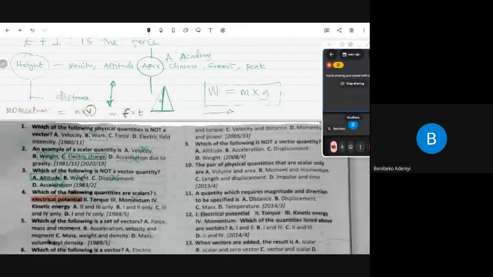A scalar. Torque. When we say torque, what do we mean? I've even mentioned this before. I said that torque and moment are similar. Torque is the turning effect of the force around the point. And I told you guys that torque is another name for moment of the force. So moment is what? Force times distance as well.